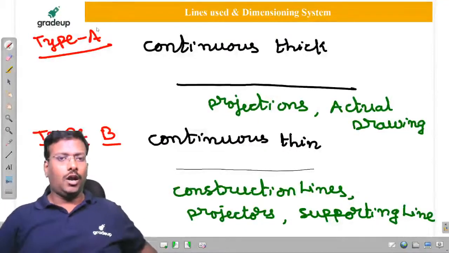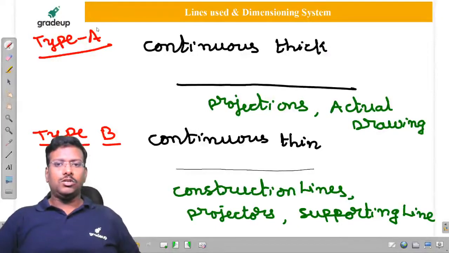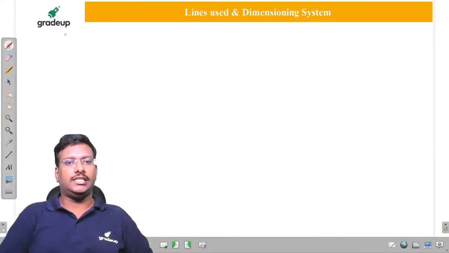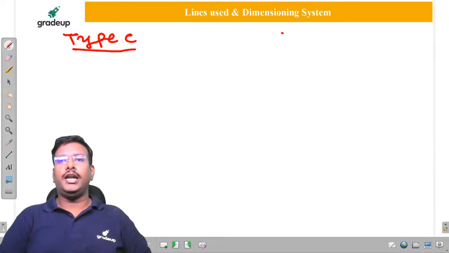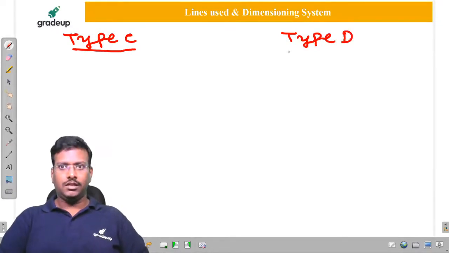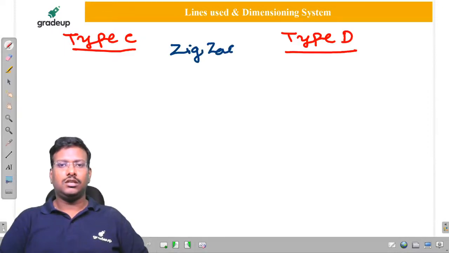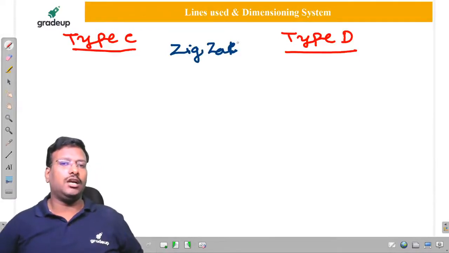Good. Now, what about the remaining, sir? Type C and type D. Both I am going to explain simultaneously. Type C and type D lines are called zigzag lines. These two are called zigzag, and they are termed as zigzag lines.